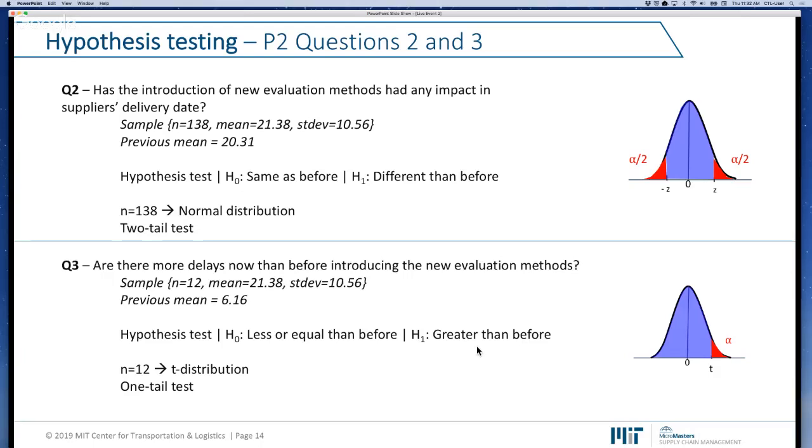Yeah, so this is what we wanted to highlight. We wanted to highlight how to think about the null hypothesis and the alternative hypothesis, and how to think about which distribution to select, depending on the size of the sample. Remember, smaller than 30, t-distribution, greater than 30, normal distribution. And also when to use a two-tailed test or a one-tailed test. Two-tail, when there's no directionality, we just want to compare if everything remains the same or if something changed. And then we will use a one-tailed test when there is directionality. We want to check if something is greater than or smaller than before.